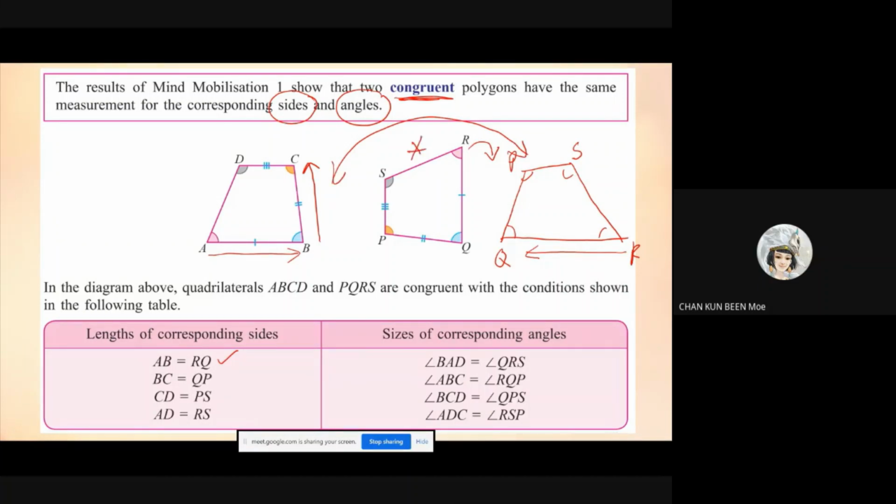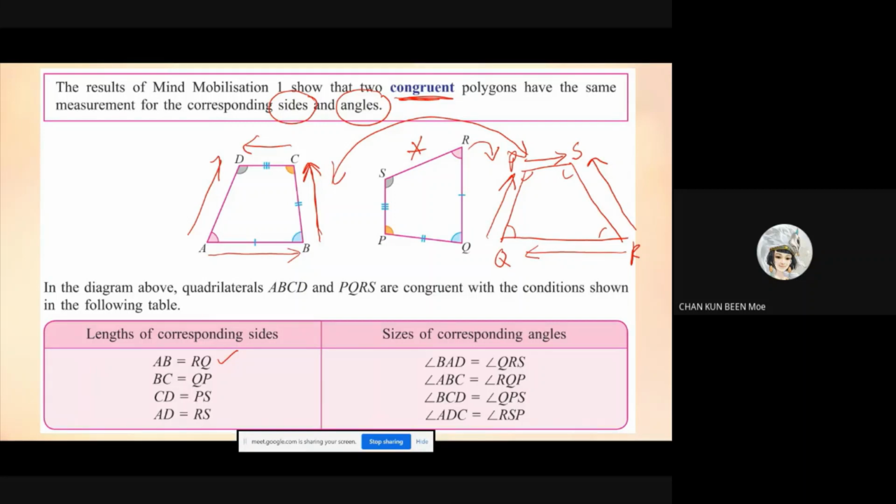Okay, so we compare with the third one right now. BC, just now, I think Ayman, or who mentioned that the answer is equal to QP. Yes, it is the same as QP, this part here. Okay, so we continue with CD. CD goes this way, so it is equal to PS. And the last one, AD. AD is from the bottom to the top, so it is equal to RS. Are you okay, class? Yes. Okay, thank you.